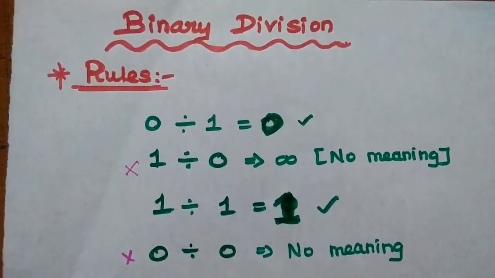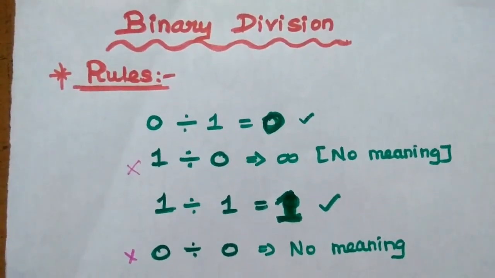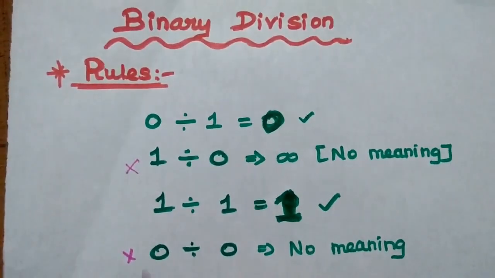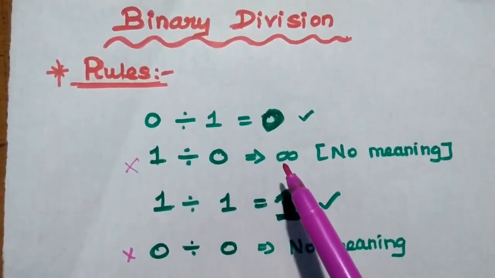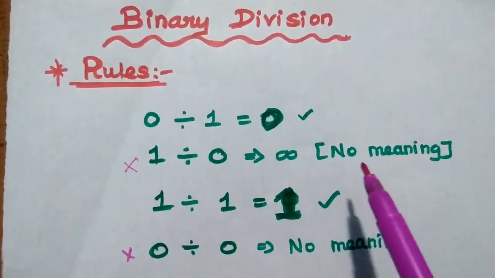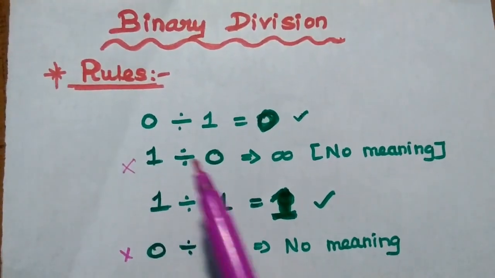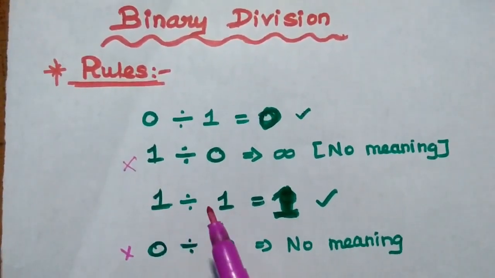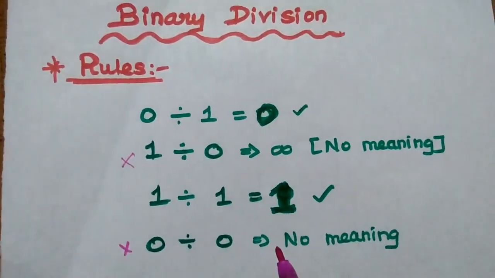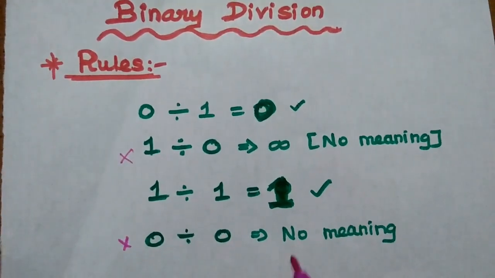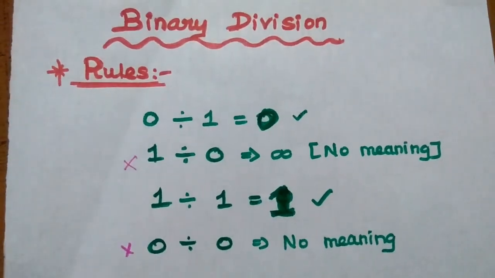The division of binary numbers is similar to that of normal division. There are 4 rules. 0 divided by 1 is equal to 0. 1 divided by 0 is equal to infinity, but in the case of binary, there is no meaning for getting an infinite value, so we are not going to use this rule. 1 divided by 1 is equal to 1. 0 divided by 0 is undefined, so there is no meaning. So we are going to use these rules in the binary division method.